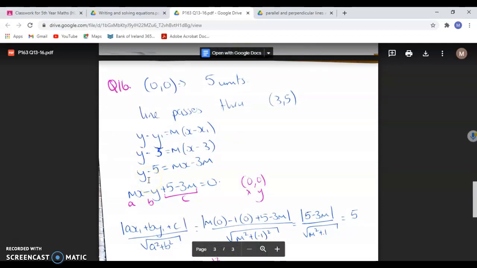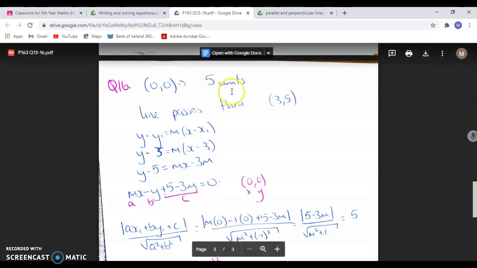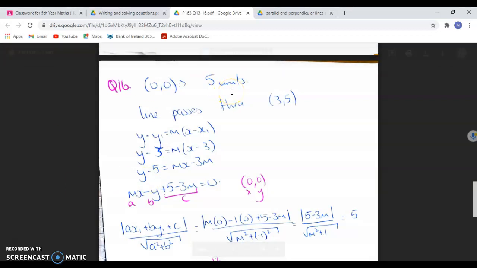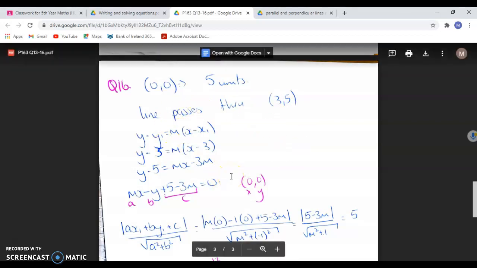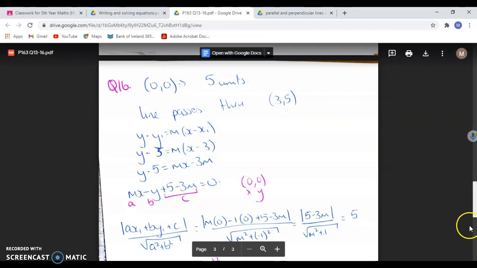The length of the perpendicular to a line from the origin is 5 units. So I have my origin, and I've just written down my 5 units, and the line passes through 3, 5. Find the equations of the lines, okay? Again, let your slope equal m. So this is pretty much the same as the last one there. y minus y1 equals m bracket x minus x1. Subbing in x1, y1, y minus 5 is equal to m bracket x minus 3.